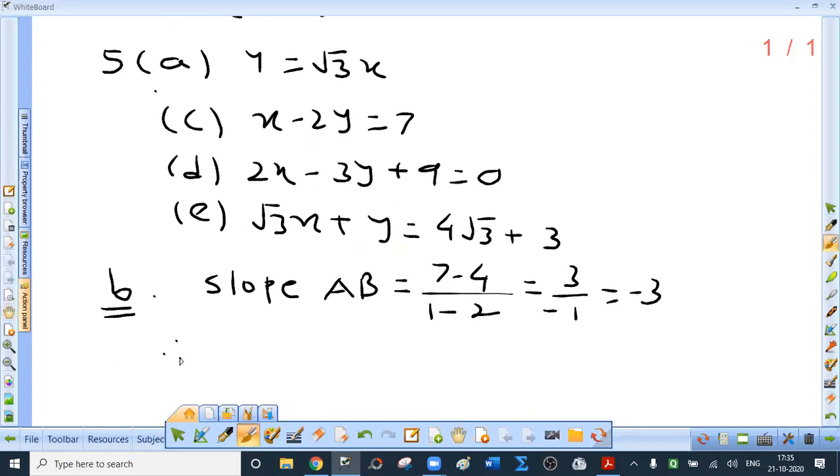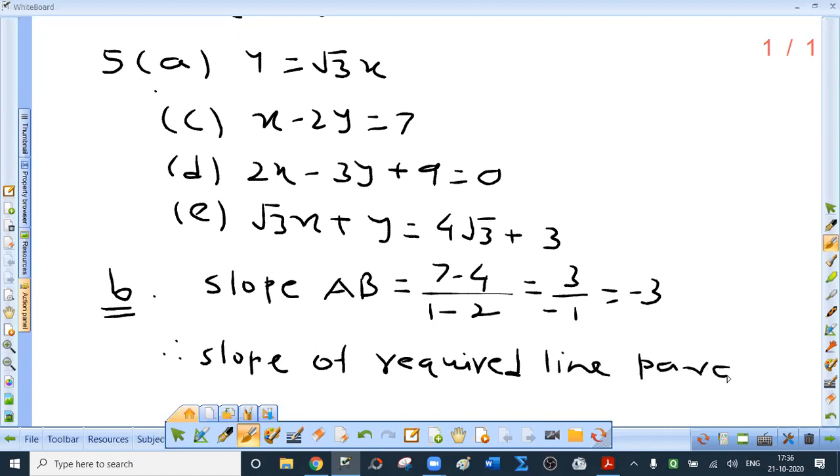Therefore, the slope of the required line parallel to AB is also m equal to minus 3.